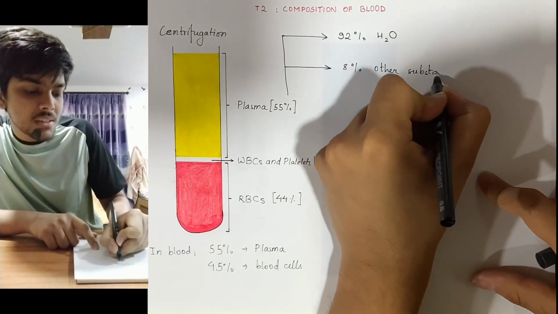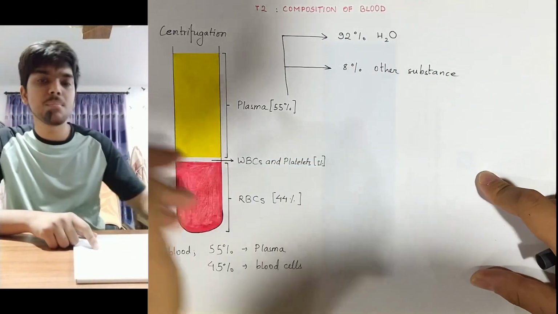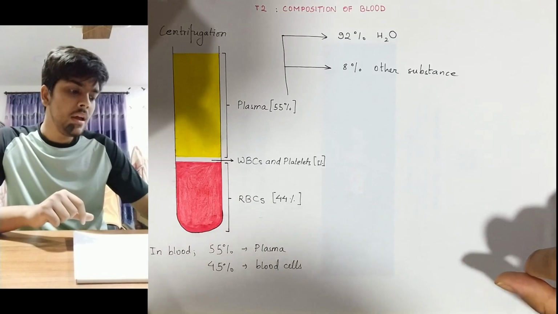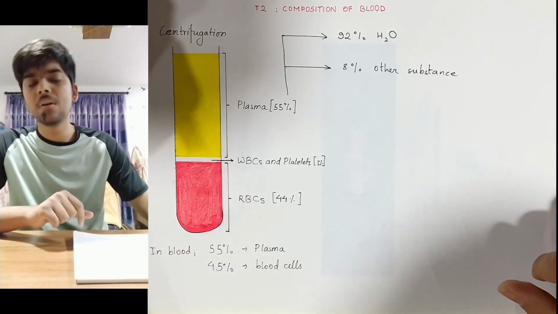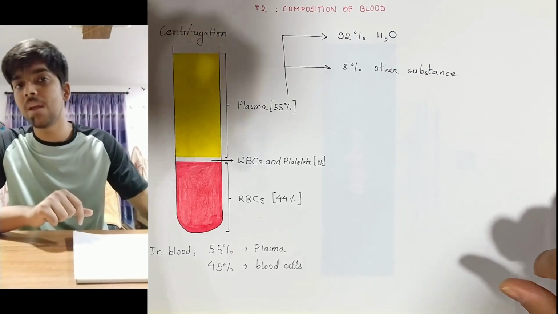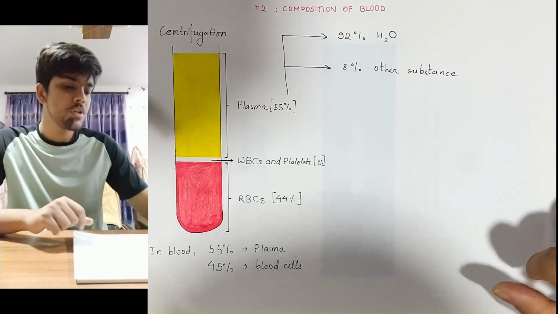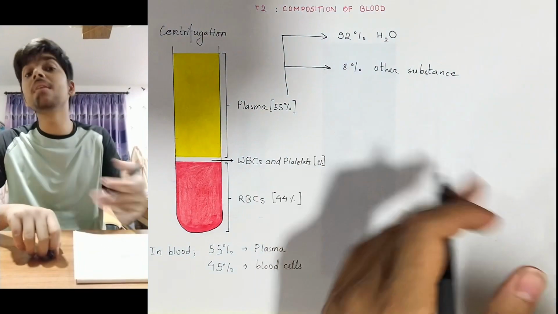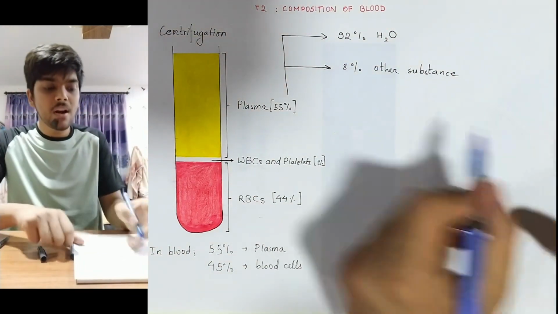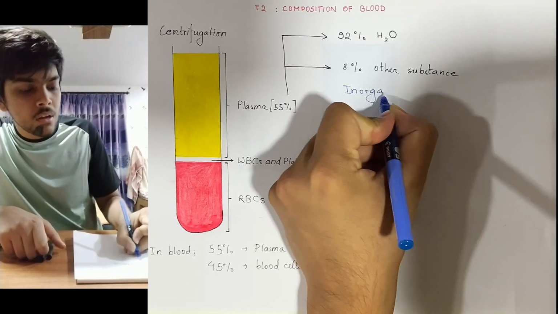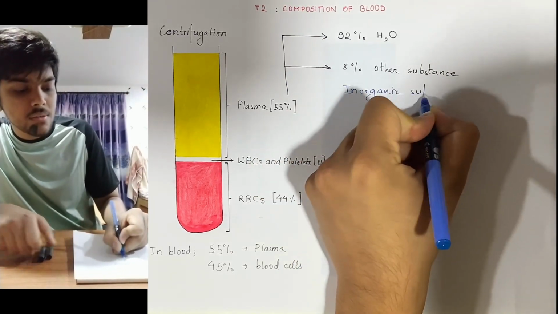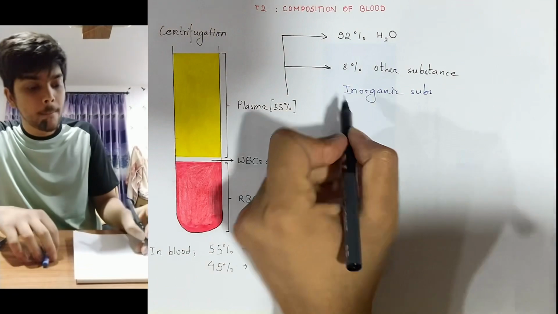Due to the presence of the maximum amount of water, plasma is liquidy, and that's why blood is called liquid connective tissue. The tissue that blood is kept under is fluid connective tissue. So what are these other substances? They are classified under two parts: inorganic substances and organic substances. So the inorganic substances contain the following.